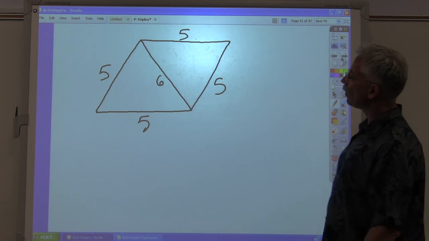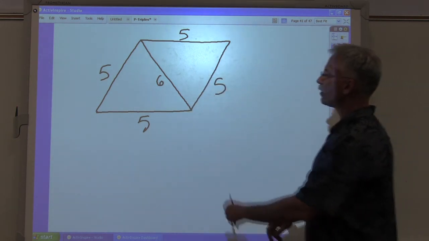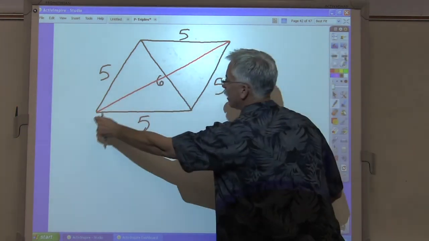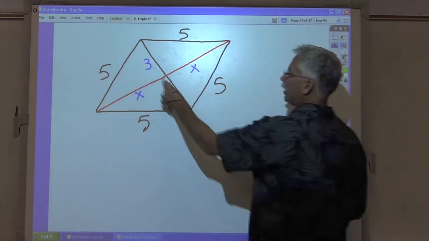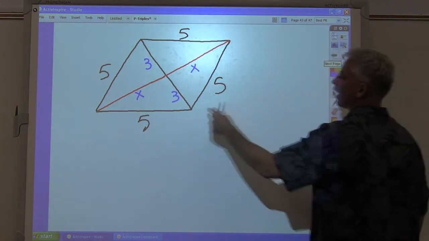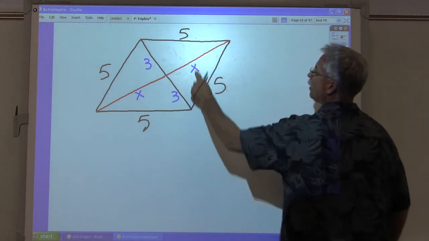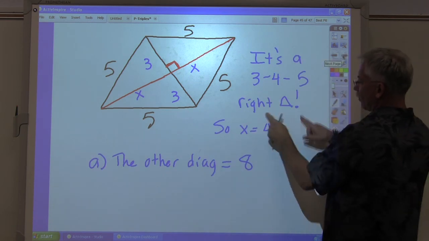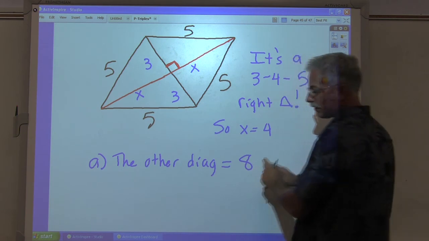I'll show you. Okay, so here's my rhombus, 5's going around, and there's one of the diagonals. Well, it turns out a rhombus is a parallelogram, so when I draw that other diagonal, that's what we're looking for, is this length right here. The diagonals bisect each other, so I'm going to cut them up into 3 and 3 instead of 6, and x and x. And it also turns out that the diagonals on a rhombus are perpendicular, so that's a right angle right there, so I have a 3, 4, 5 right triangle. So that must be 4, that must be 4, so the whole other diagonal is 8.